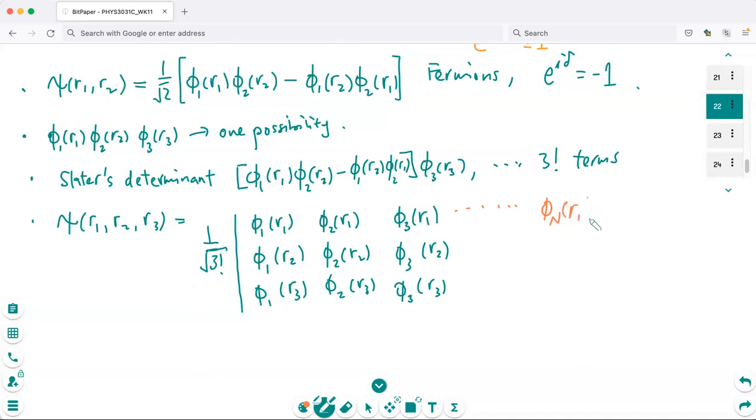So this is R1, this is Rn, and this is phi 1 Rn. Okay, and this of course becomes 1 over square root of n factorial, and this one I don't want to write. This will go all the way to Rn. Okay, so things in green color are only for 3 particles.